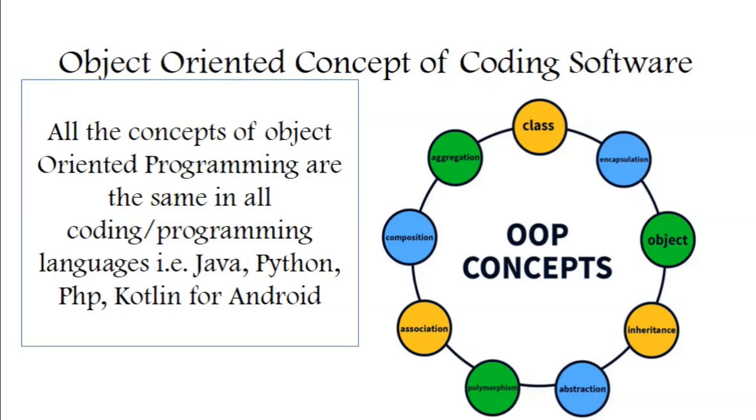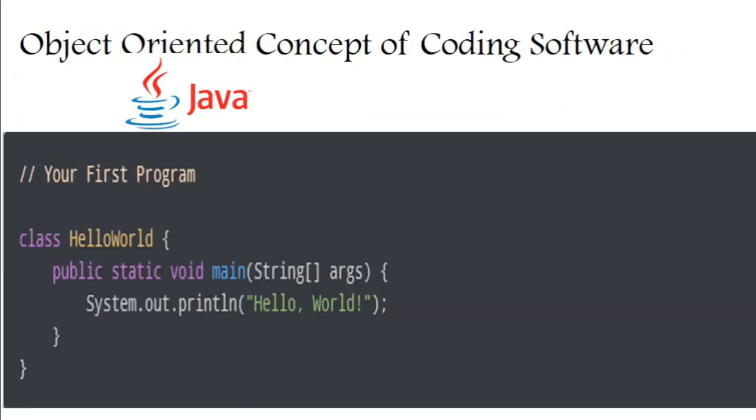So now, here is another concept of object-oriented programming. It says, look up everybody, all concepts of object-oriented programming are the same in all coding languages like Java, Python, PHP, Kotlin, or for Android. Now, look at this, a typical example. Everybody look up, this is very important.